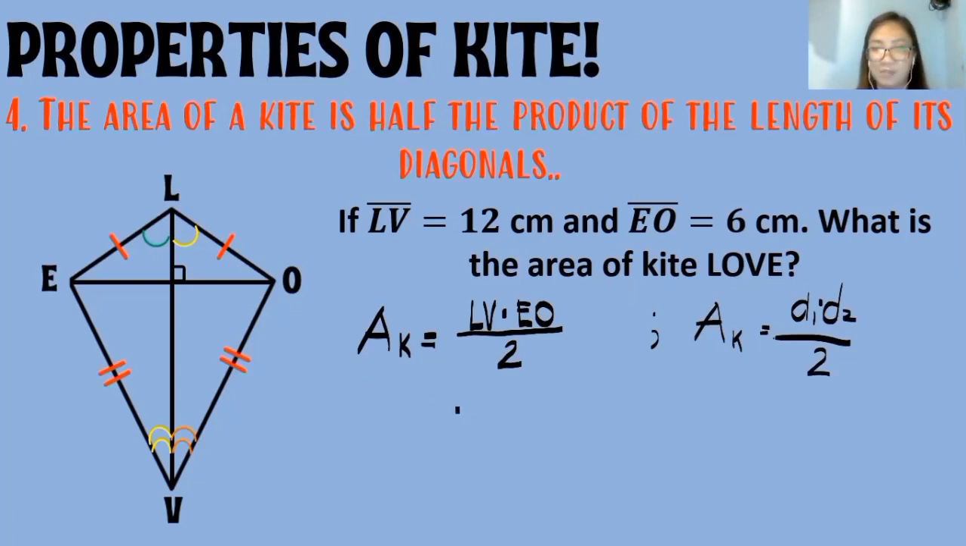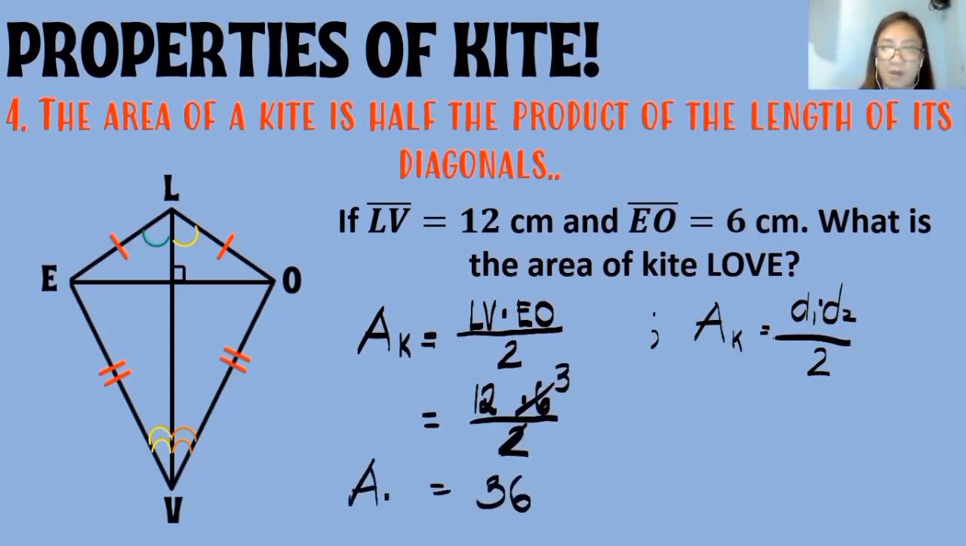So let us now substitute using the first formula. The area is, LV is 12 and EO is 6, divided by 2. 6 divided by 2 is 3 and 12 times 3 is 36. So therefore, the area of the quadrilateral kite here is 36 centimeters square. The unit of measure for area is indicated with a square symbol.